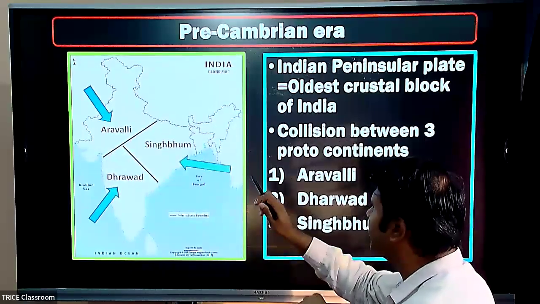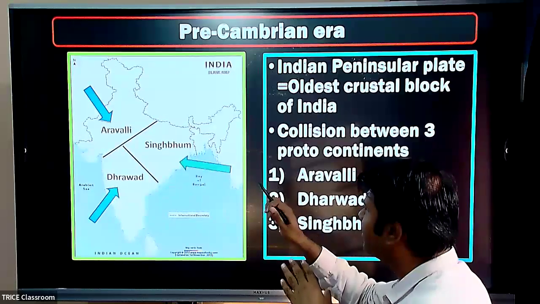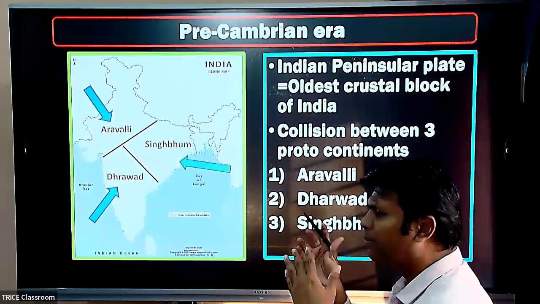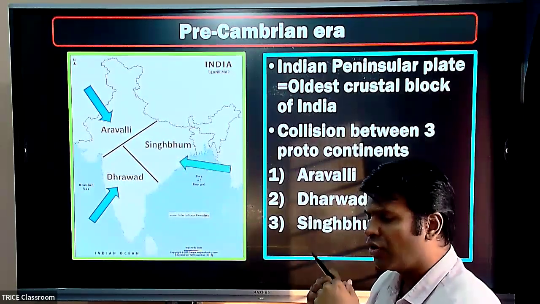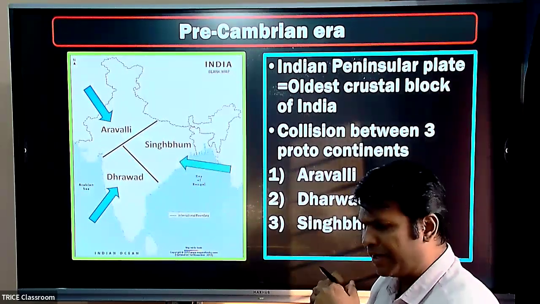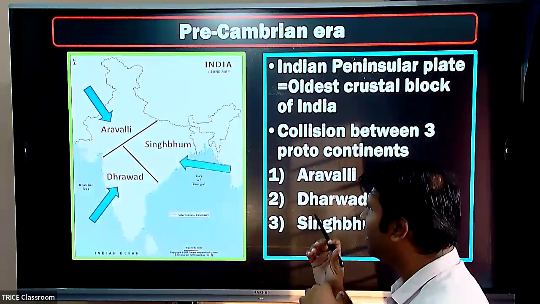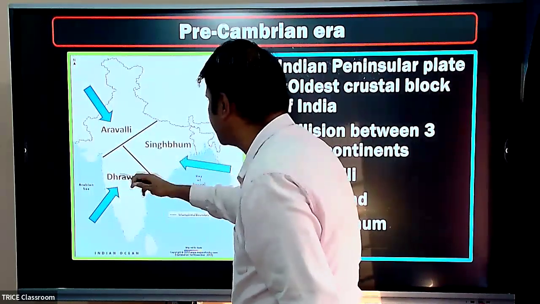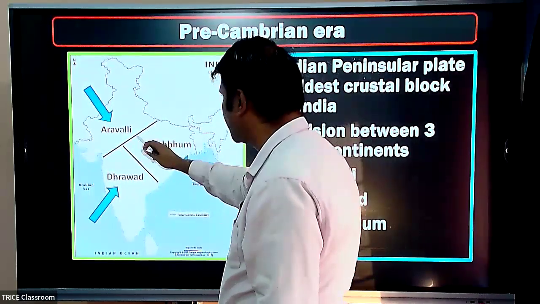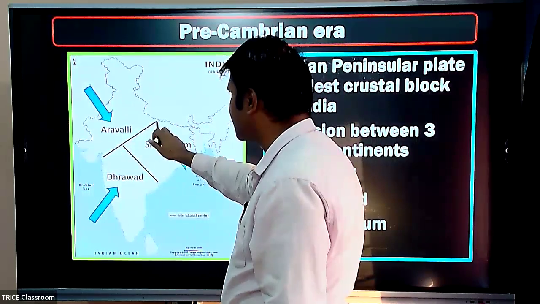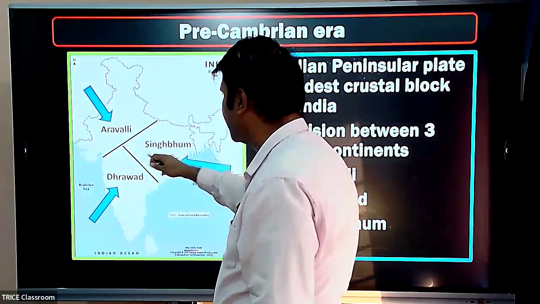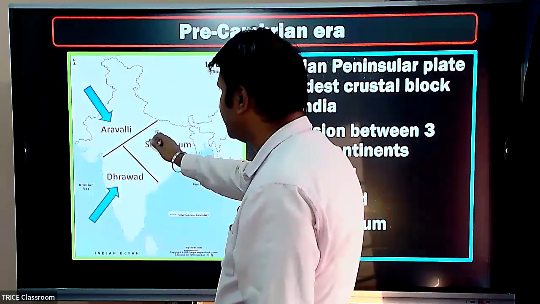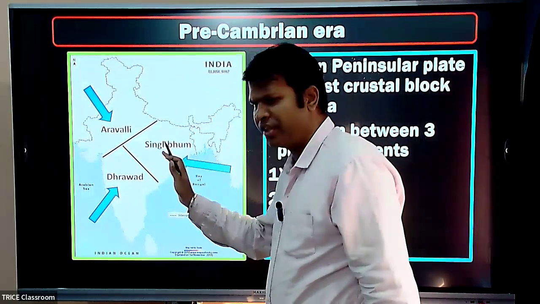This Dharwad plate collided with the Singhbhum plate and the Aravali plate. You can notice there was convergence of the continental plates: the Aravali, the Singhbhum, and the Dharwad. This was how the collision took place. What do you see here? Whatever mountain ranges you see here, the Aravali range and the Vindhya Satpura range, are all a result of this collision that took place.